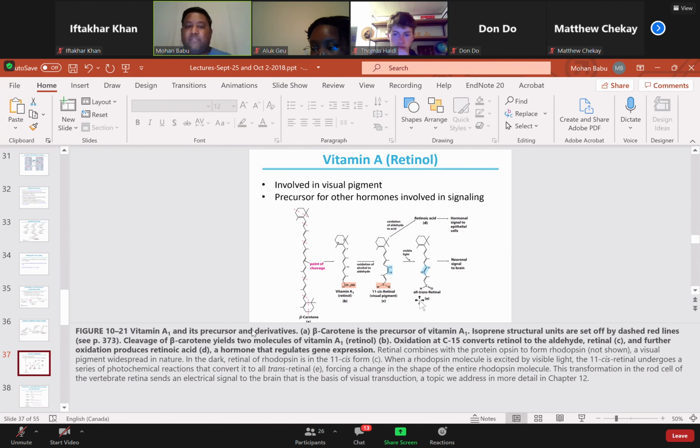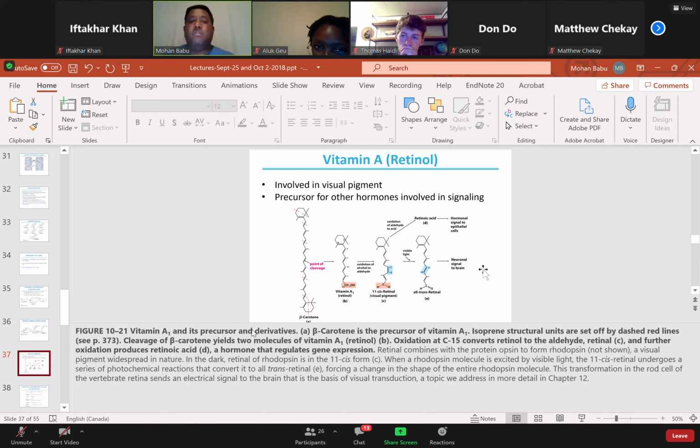Now you also have this visible light. Basically, when you have 11-cis retinal, upon visible light it forms trans retinal. The rhodopsin molecule is excited by visible light, and the cis retinal undergoes a series of photochemical reactions that convert it into all-trans retinal. This leads to a change in the shape of the rhodopsin molecule, and then this can be useful in signaling to the brain and so on.